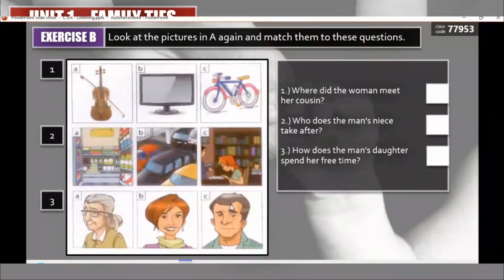Exercise B. Look at the pictures in A again and match them to these questions. Now, you answer question number 1. Where did the woman meet her cousin? Question number 2. Who does the man's niece take after? The last question, how does the man's daughter spend her free time?